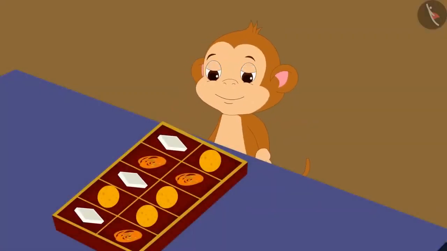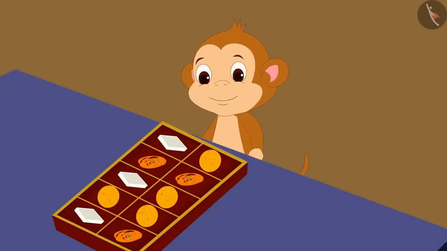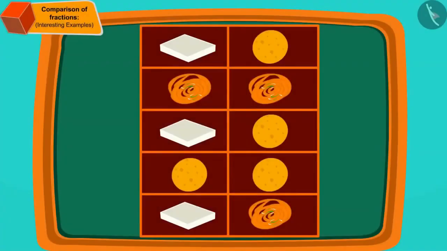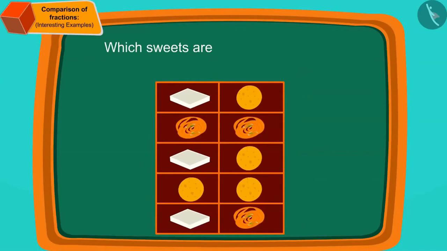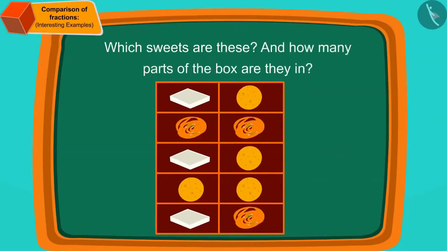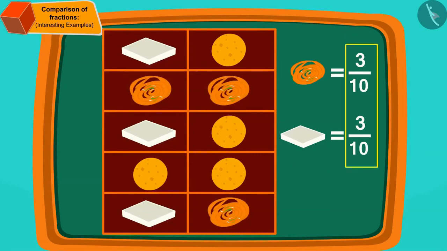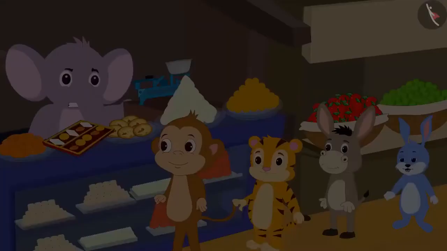When Babban looked at the box of sweets, he saw that there are 2 sweets that are filled in equal parts of the box. Can you tell which sweets are these? And how many parts of the box are they in? Well done children, you have found the answer correctly. Both jalebi and Kaju Katli are in 3/10 part of the box.